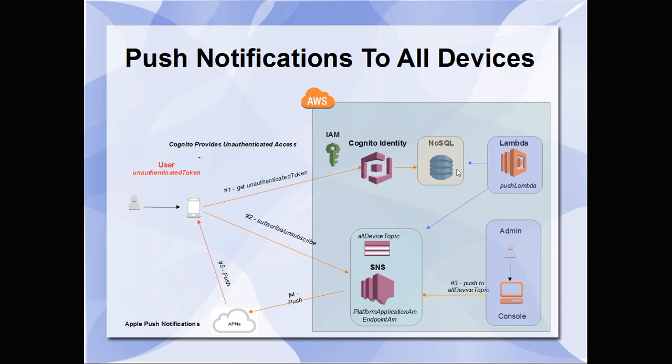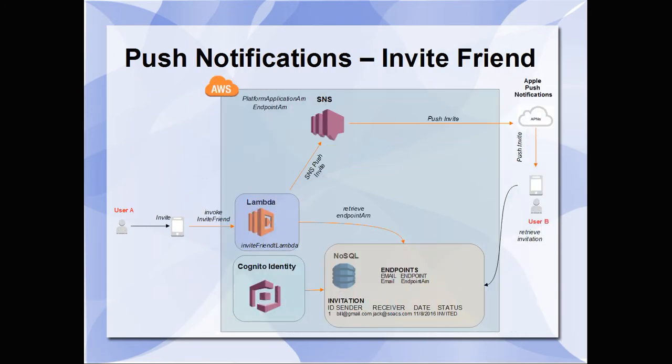Okay, so let's move on. This was the simple piece. Pushing notification to all devices, because Mobile Hub generated a lot of things for you, and anonymous users can get notifications, and pushing to all those mobile devices is relatively easy compared to the next scenario we'll discuss.